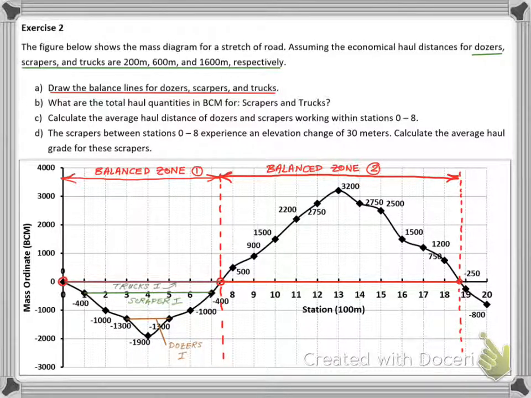Although the trucks can economically haul up to 1600 meters, the remaining part of zone 1 will only require them to haul the soil for around 730 meters. We can mark the balance lines for the equipment in the second zone following the same logic.